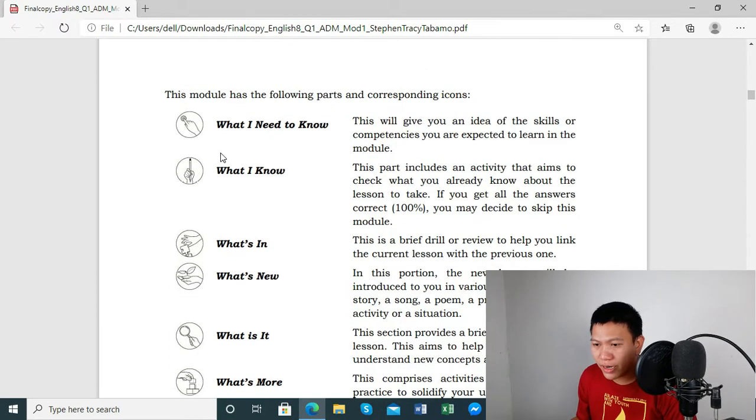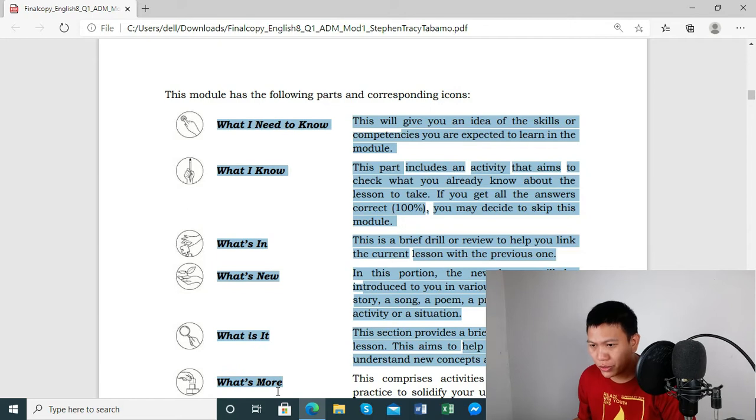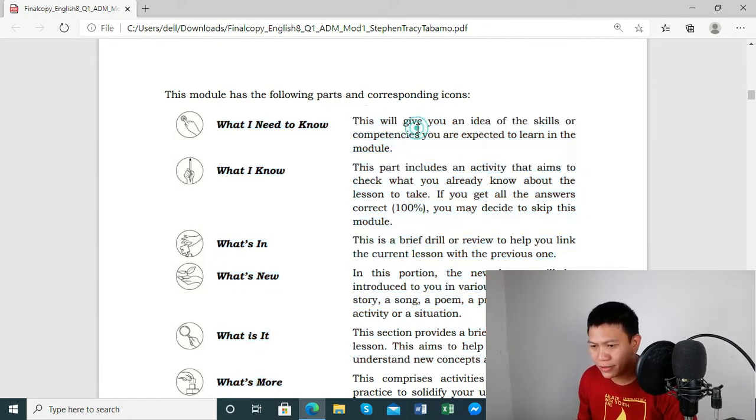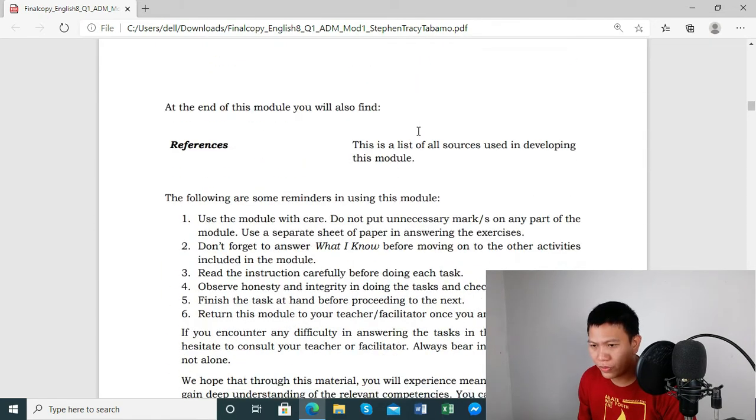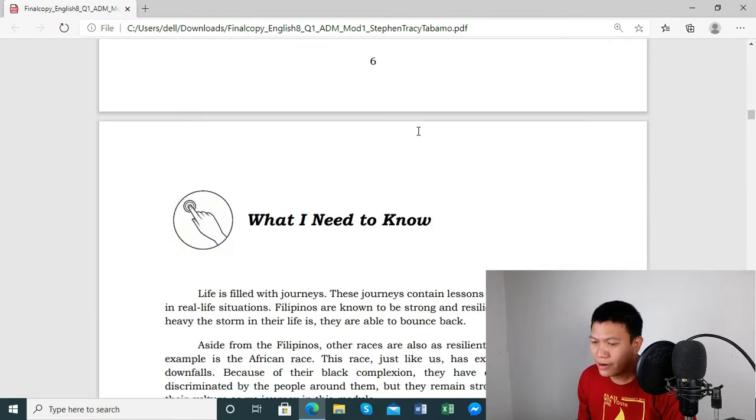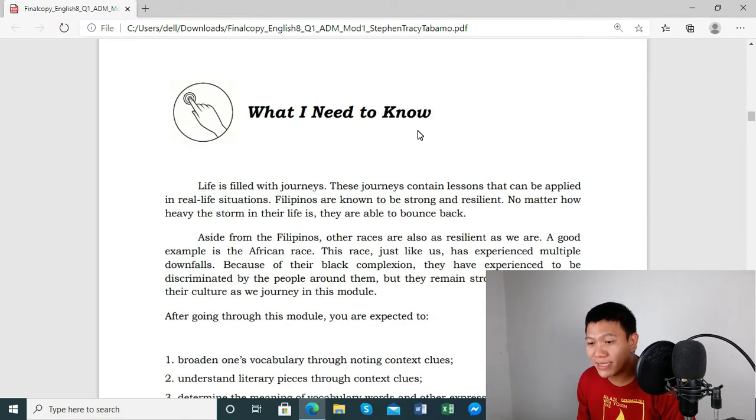Okay, these are the subtitles of each part of the module, and their corresponding meanings. No need to answer, just read. Alright, so we have the first part, the What I Need to Know part. Kindly read the introduction.